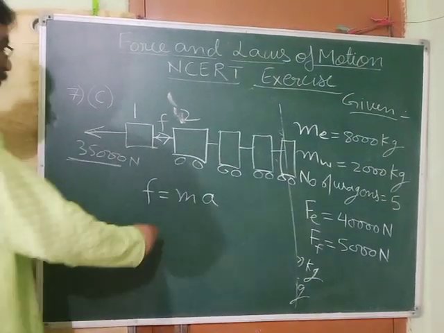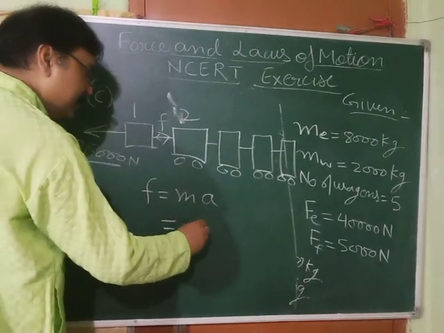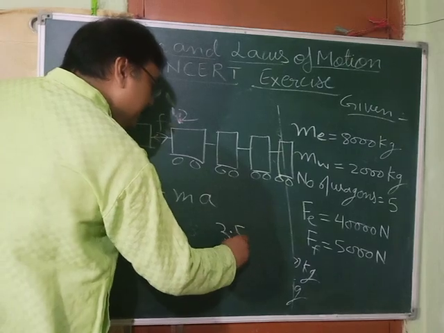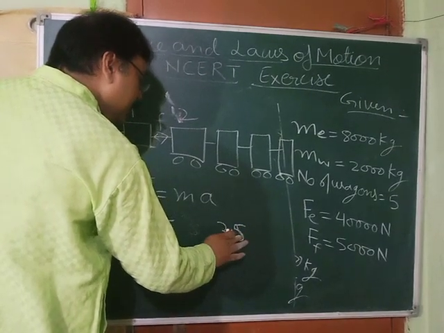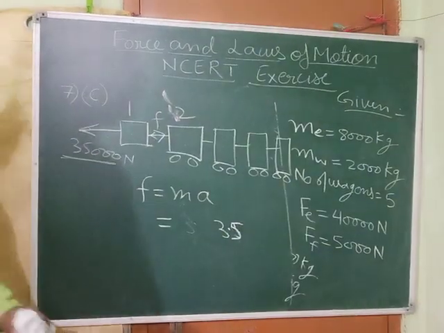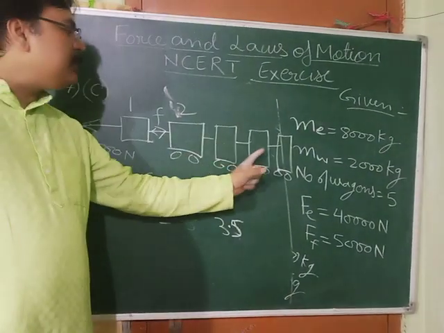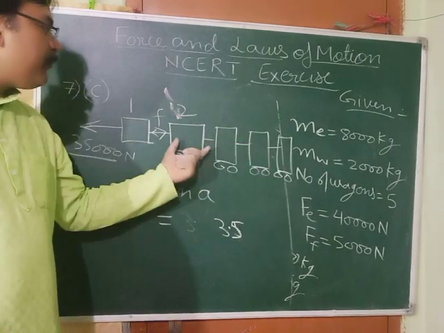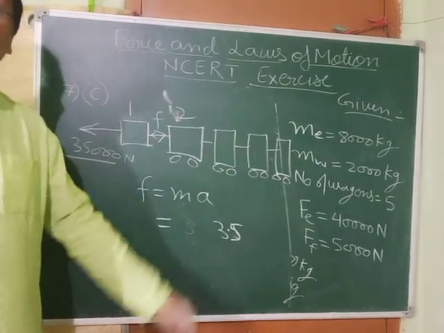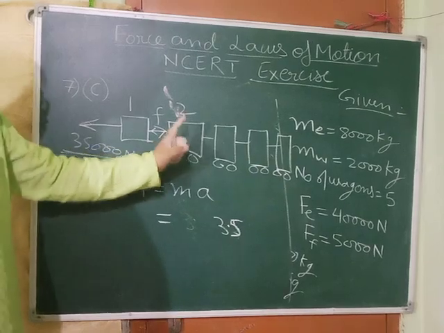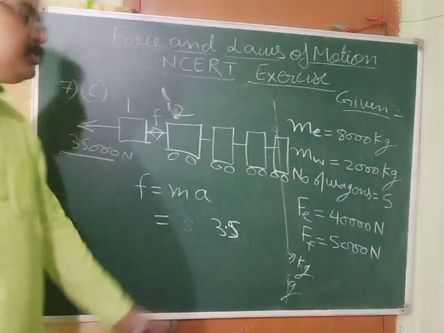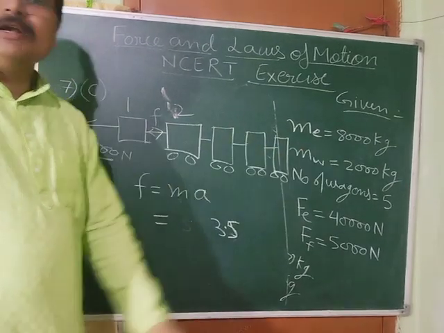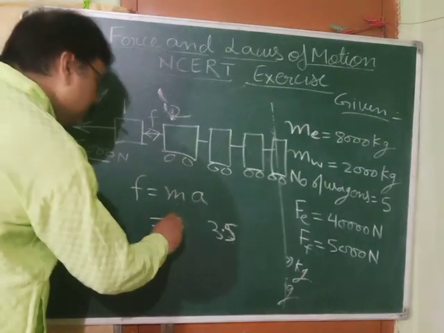Now, a we know very well because all are moving with the same acceleration, that is 3.5 meter per second square. Now, what about this mass? We have to take the mass of 1, 2, 3, 4 wagons, because due to this force only, all the 4 wagons are being dragged with the same acceleration. So, what is the mass of one wagon? It is 2000 kg. So, what is the total mass of 4 wagons? 1, 2, 3, 4. 4 into 2000 is how much? 8000.